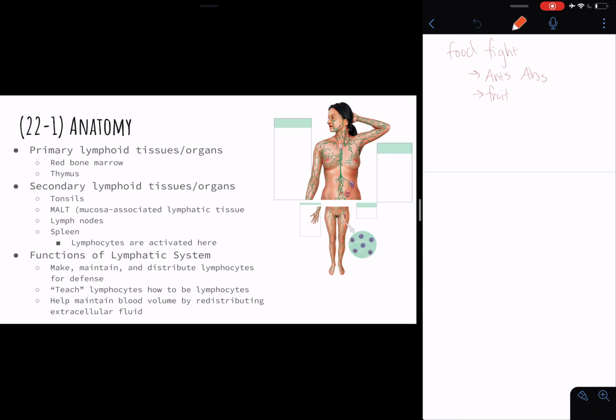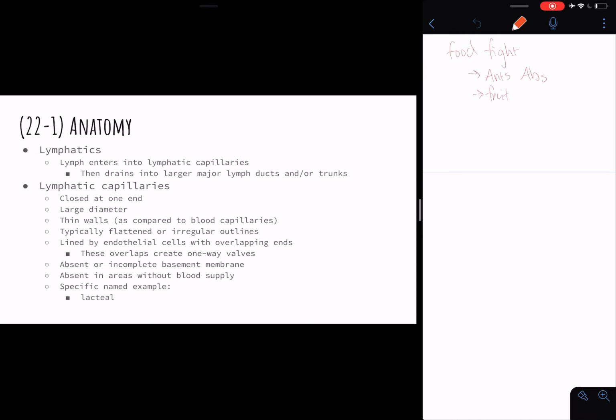Functions of the lymphatic system: make, maintain, and distribute lymphocytes for defense. So those lymphocytes are like our white blood cells. Again, another example of why the lymphatic system, lymphocytes, white blood cells, those mean the same thing, but we have two different names for them. Super fun. Also, the lymphatic system is responsible for teaching lymphocytes how to be good lymphocytes. We'll talk about how that works with B and T cells. And then it helps to maintain blood volume by redistributing extracellular fluid. And so we'll talk about this first before we really get into the immune system.